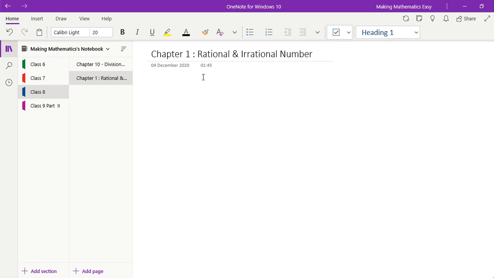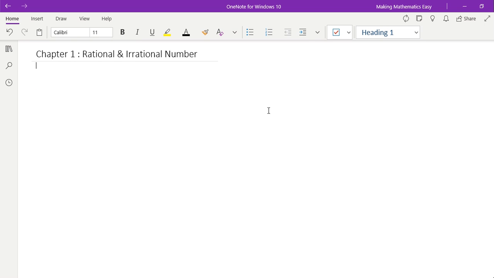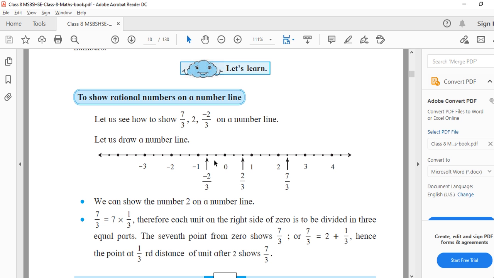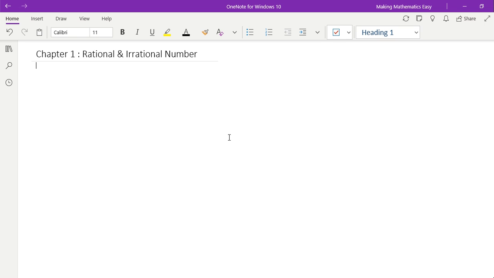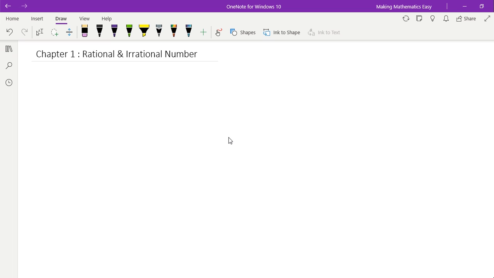So now we are starting with rational number and irrational number. So let's move ahead. Let us first understand what is a number line. So basically, number line looks something like this.